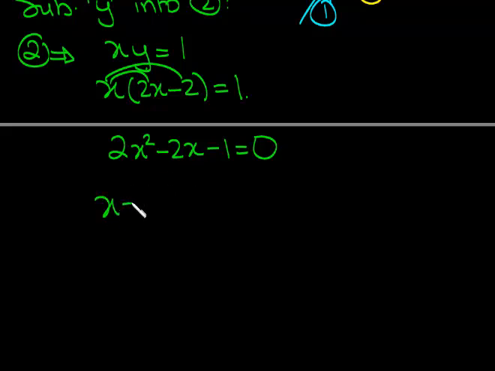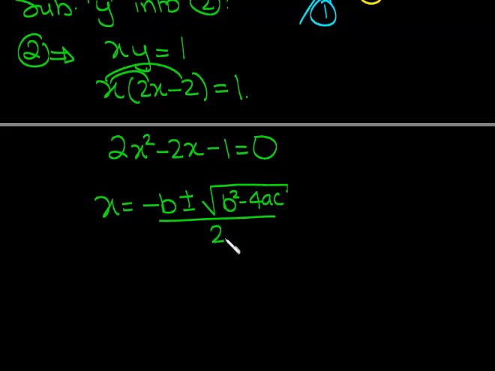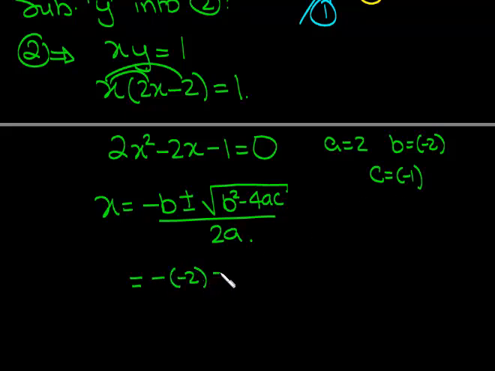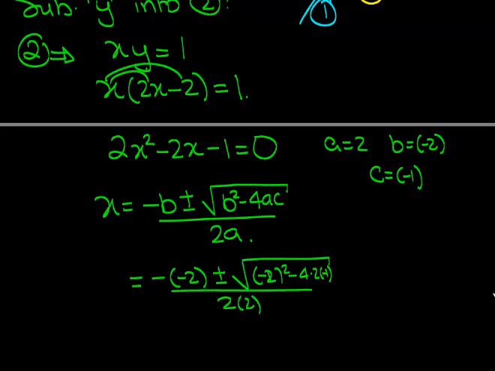We're solving for x, so we get x is equal to minus b plus or minus square root of b squared minus 4ac divided by 2a. Okay, so we have that. So we get a is 2, b is negative 2, and c is negative 1. So you get negative of negative 2 plus or minus square root of negative 2 squared minus 4 times 2 times negative 1 over 2 times 2.